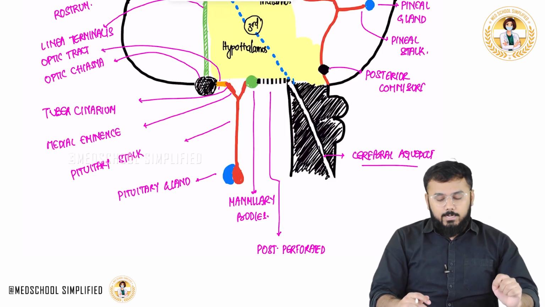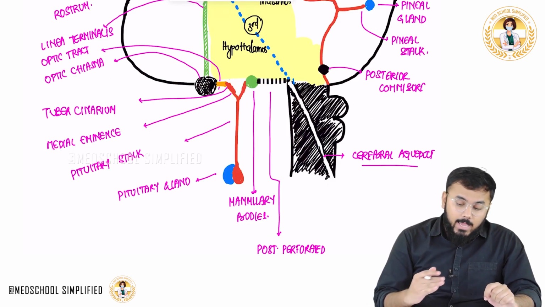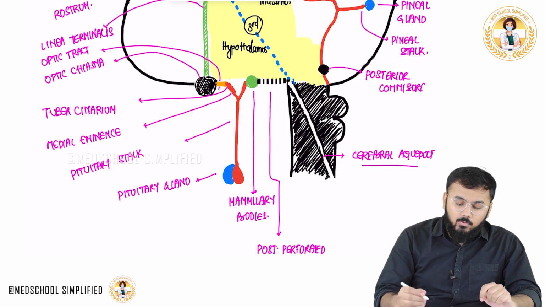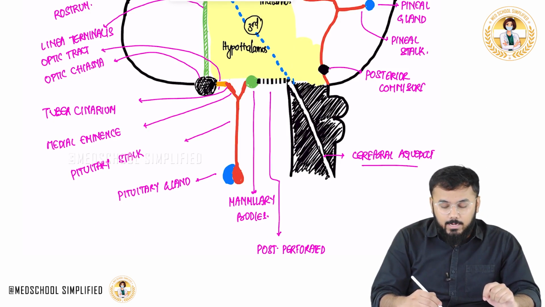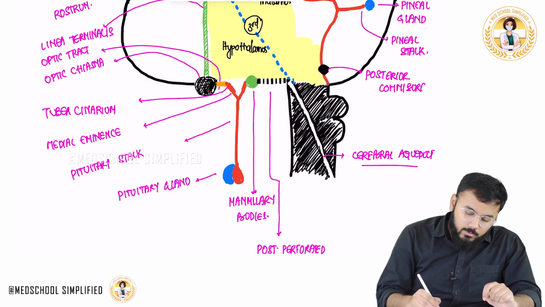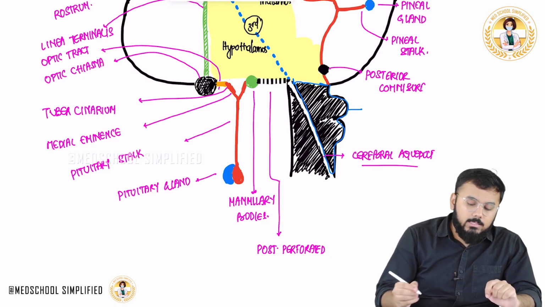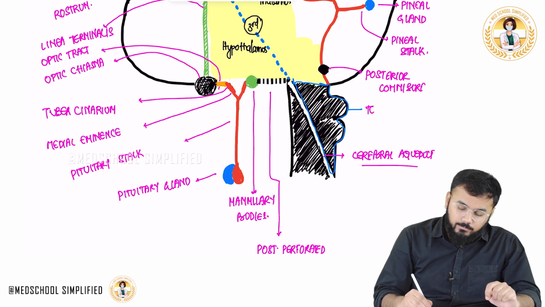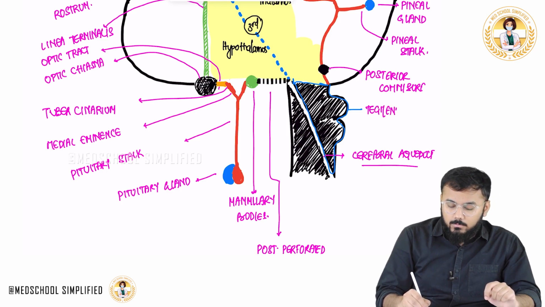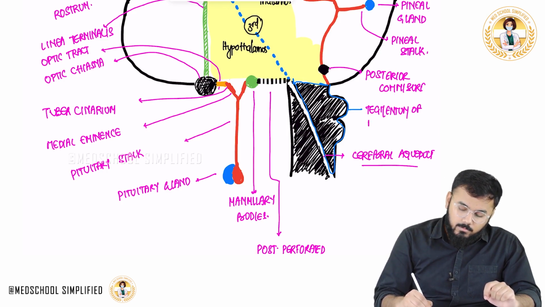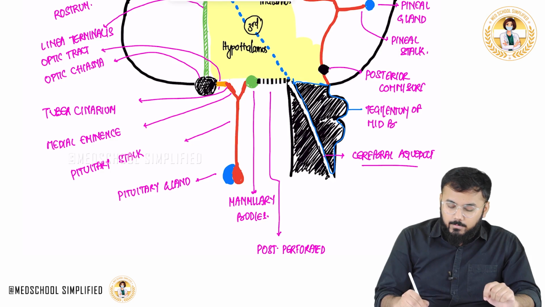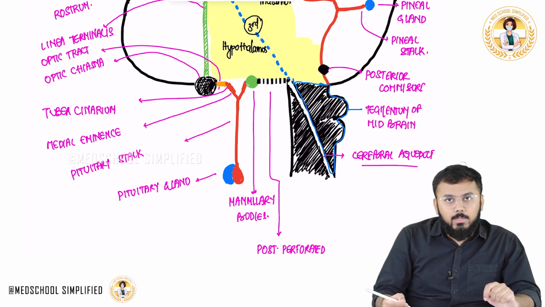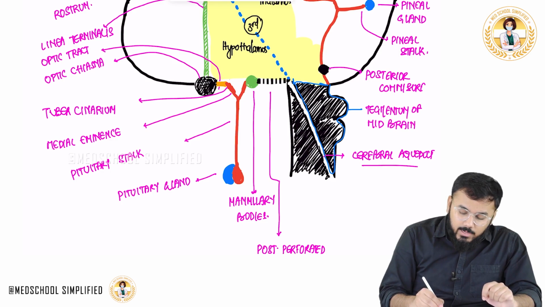Now all of you just concentrate here. This is your cerebral aqueduct. Above the duct, whatever you can see there, you see this part? This part of the midbrain that is located above the duct is what is called the tegmentum of the midbrain. Tegmentum of the midbrain.